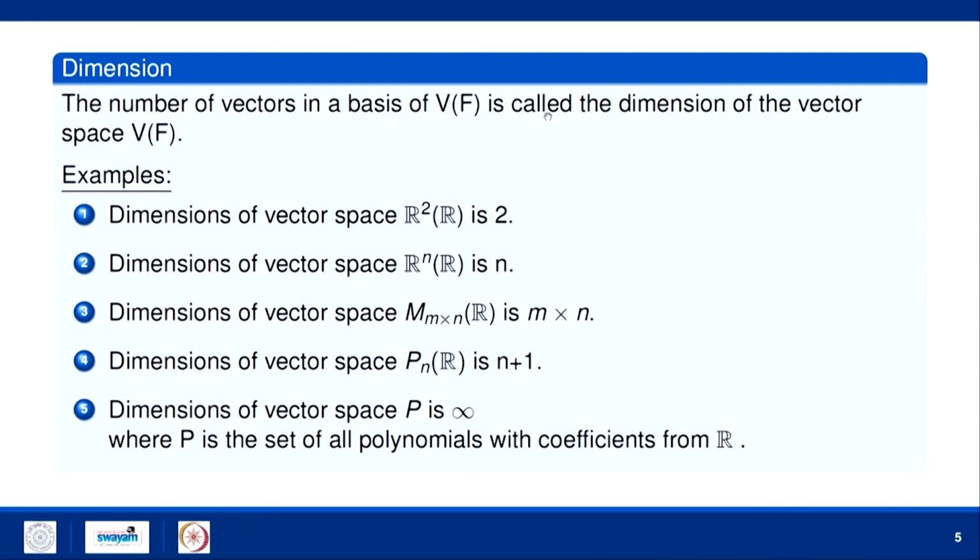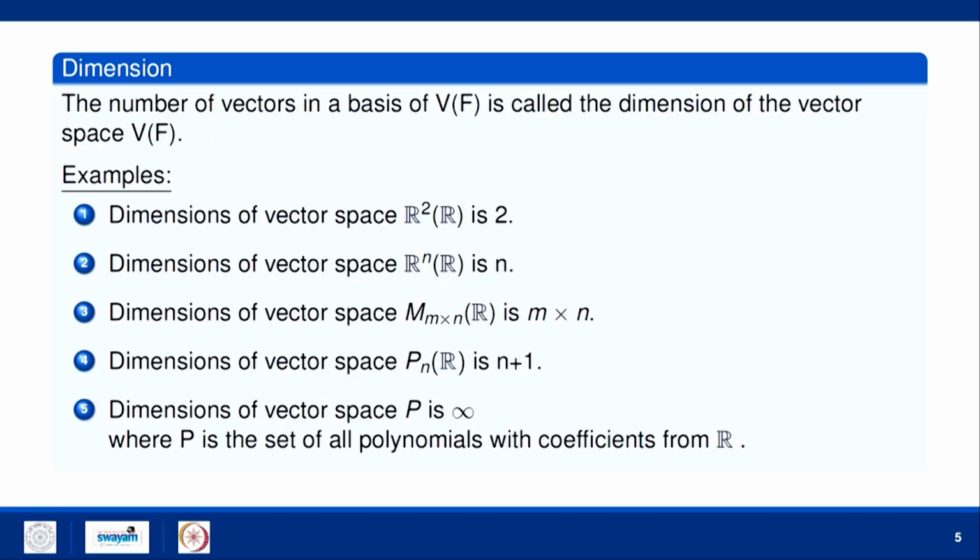So, formally I can say the number of vectors in a basis of V over F is called the dimension of the vector space V over F. As you have seen in examples, the dimension of the vector space R2 over the field of real numbers is 2. The dimension of the vector space Rn over the field of real numbers is n. The dimension of the vector space of all 2 by 2 real matrices over the field of real numbers is 4. If you take the vector space of all m by n real matrices over the field of real numbers, then the dimension will be m times n.